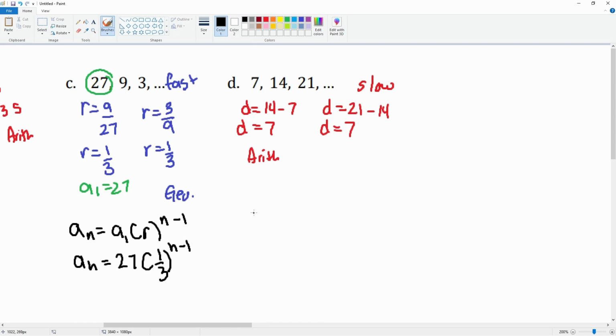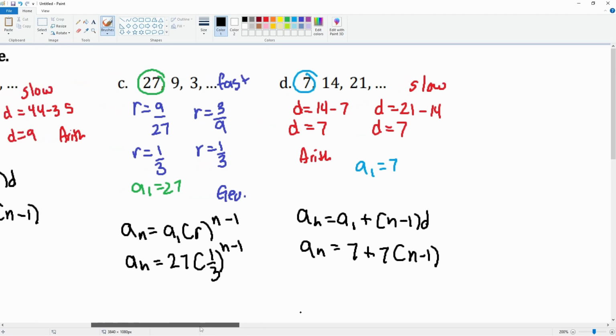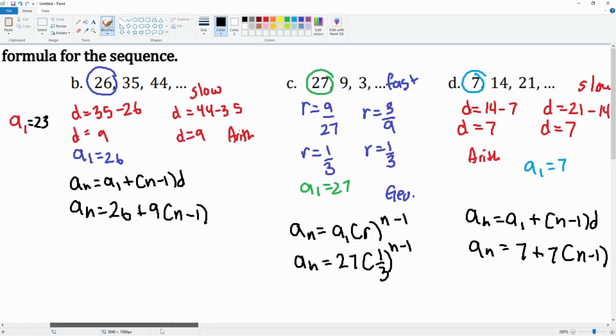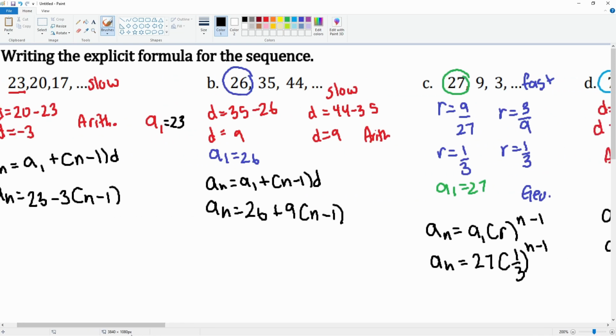So the arithmetic formula is an is equal to a1 plus n minus 1 times the common difference. We just need the first term here. The first term, a1, is equal to 7. Just plug it in. An is equal to a1, which is 7, plus the common difference of 7, parentheses n minus 1. So there you go. It looks like A, B, and D were all arithmetic, and C was the only one that was geometric for us to write the explicit formula.